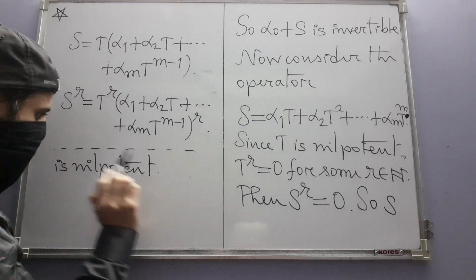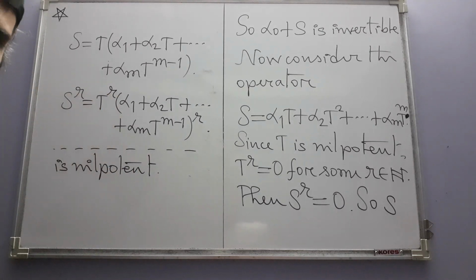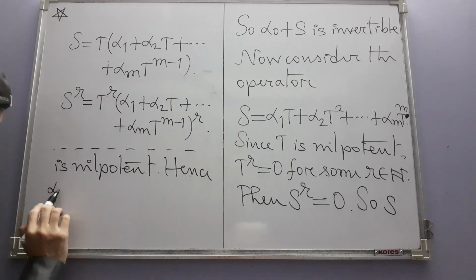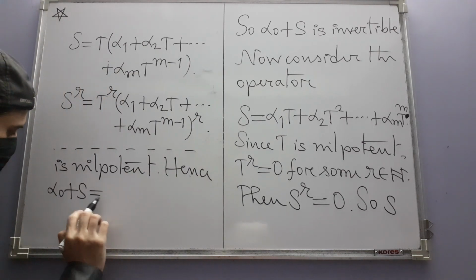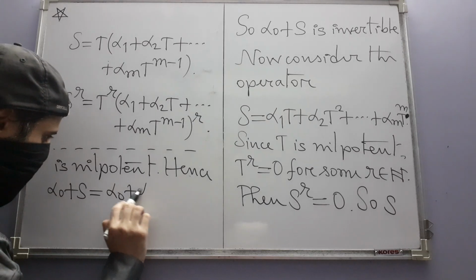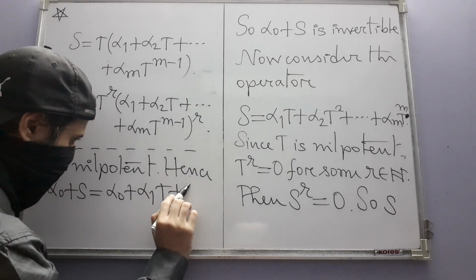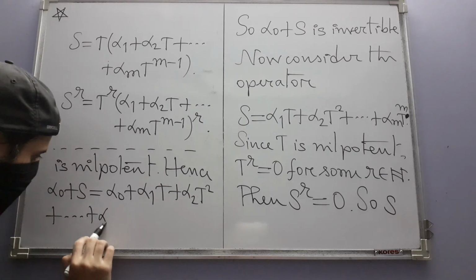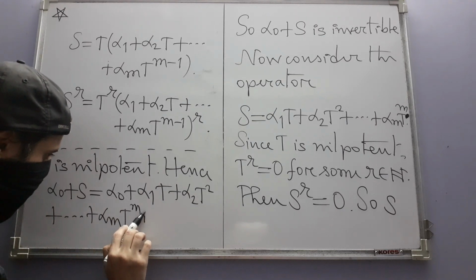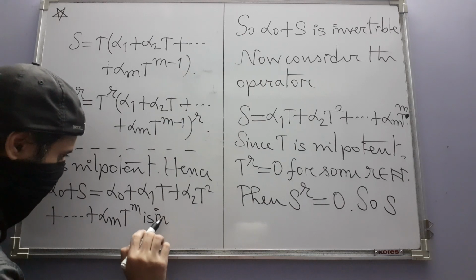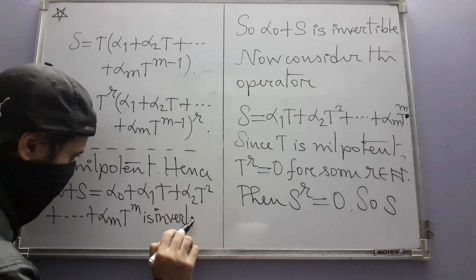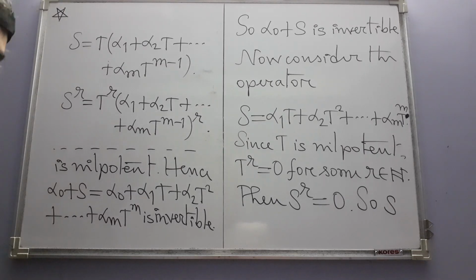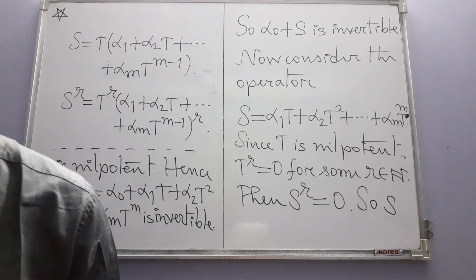And that is why, by what we did in the first half of the proof, alpha naught plus s, which is this, is invertible. Okay, so that completes the proof.